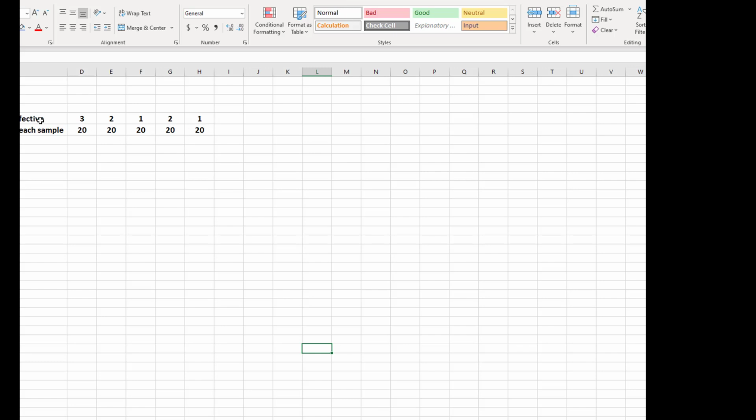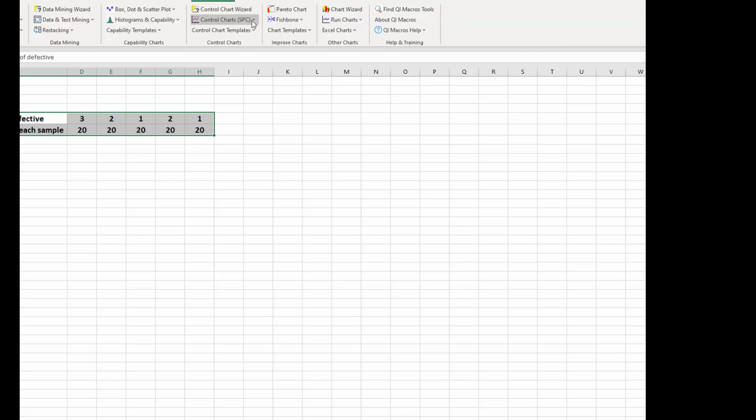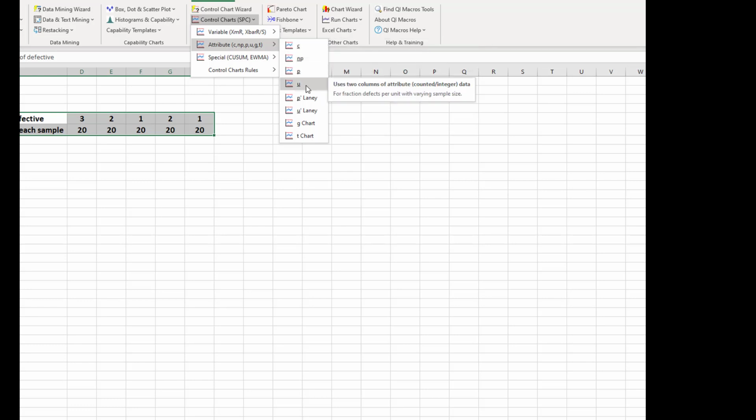Now you want to sketch a P chart for this. How will you use QI Macros? You just click this QI Macros in the ribbon. When you click it, you need to click this Control Chart SPC. Now we are only looking for the P chart. You can see the attribute charts: C chart, P chart, NP chart, G chart, T chart are all attribute charts.